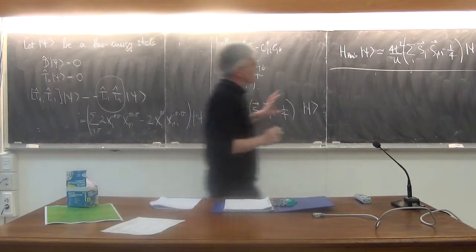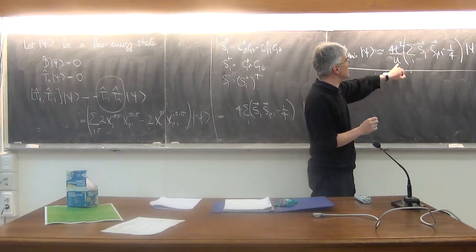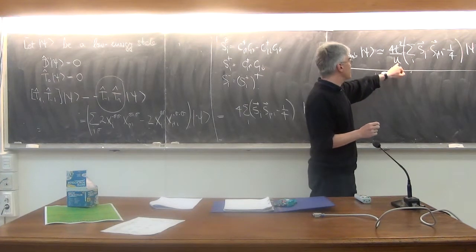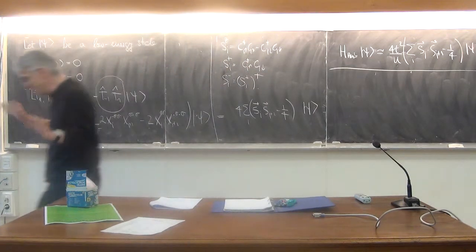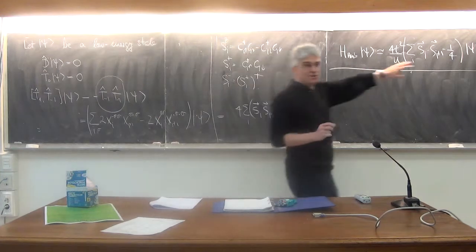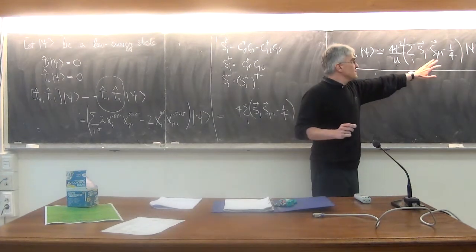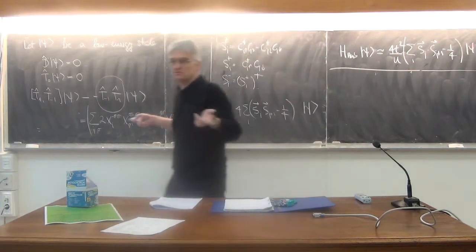And as I said, now you could carry this procedure further. So the next correction would be t cubed over u squared, and then t to the fourth divided by u cubed, and so on and so forth. And the nature of these terms would be, you can always express them in terms of spin operators. But they will involve higher and higher powers of spin operators.